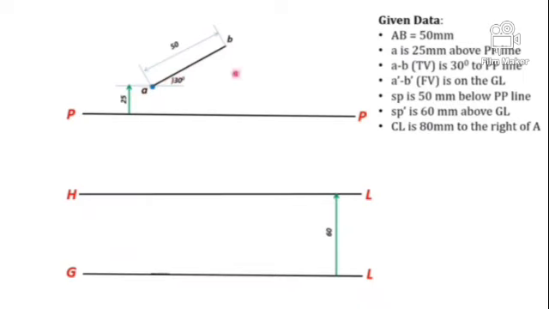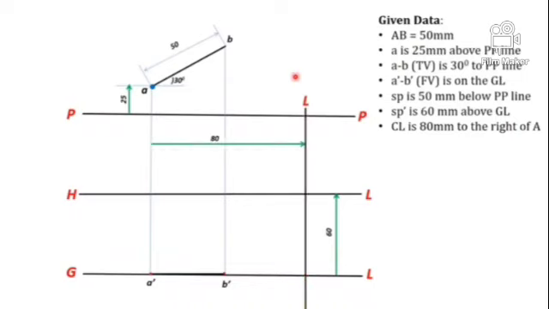Now you can draw the corresponding front view, which is lying on the ground line, because the line is on the ground plane. So your front view is on the ground line, A dash B dash. Now the next step to follow is to find the station points. Find the station points in front view and top view.